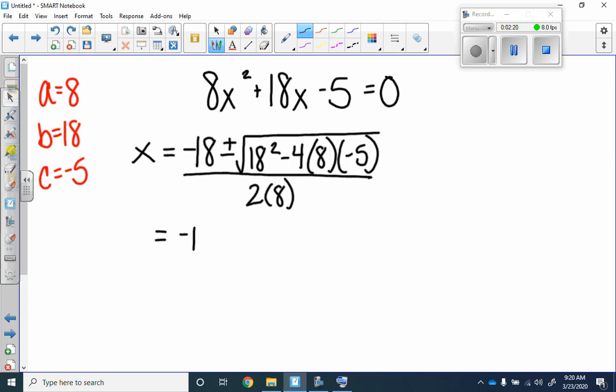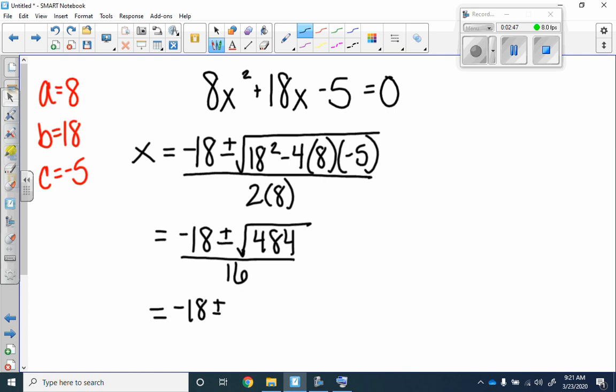Now, this ends up being a little bit of a simplifying game, and you're going to have to be careful. I need to grab my calculator. All right, I grabbed my calculator. I'm going to take 18 squared minus 4 times 8 times negative 5, and I get 484. So then I have the square root of 484 all over 2 times 8, which is 16. So we can do a little bit of simplifying here. I can take the square root of 484, which is 22. And so now you have negative 18 plus or minus 22 all over 16.